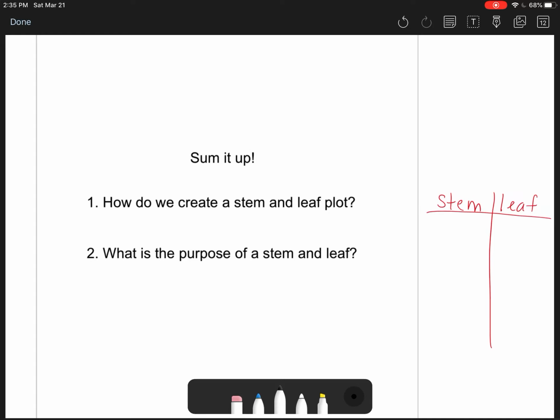And to sum it up, how do we create a stem and leaf plot? Remember that your leaf column represents the ones digits. Stems represent tens, hundreds, or thousands, or more, but we're really not going to see that at this point. We're really only going to be dealing with the tens or the hundreds column. And what is the purpose of a stem and leaf plot? It's yet another tool and another way for us to display the data so that we can see how the data plays out, and where it is more concentrated.